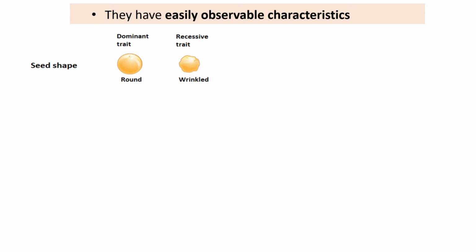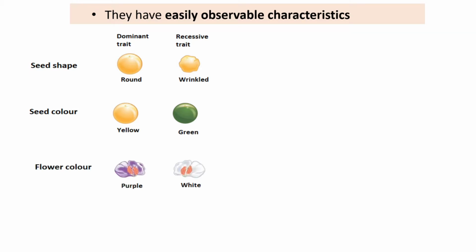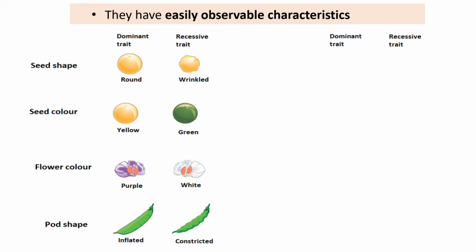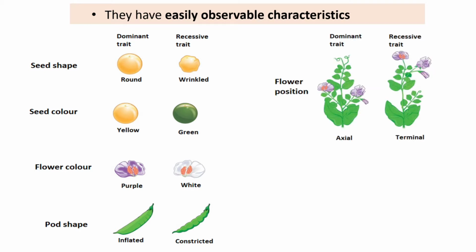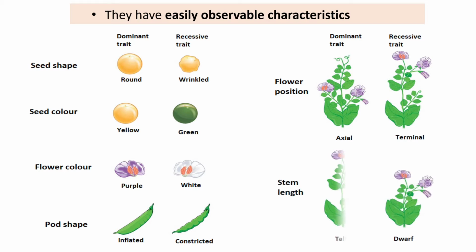The seed shape has a round dominant trait and a wrinkled recessive trait. The seed color has a yellow dominant trait and a green recessive trait. The flower color has a purple dominant trait and a white recessive trait. The pod shape has an inflated dominant trait and a constricted recessive trait. The flower position has an axial dominant trait and a terminal recessive trait. And the last one is stem length, where tall is the dominant trait and dwarf is the recessive trait.